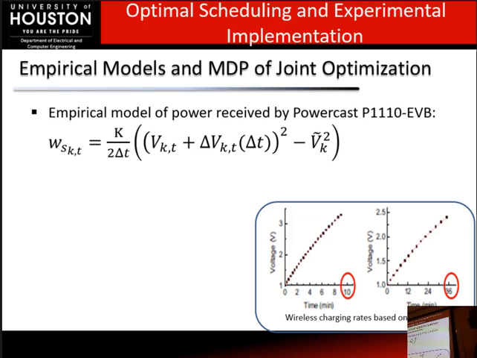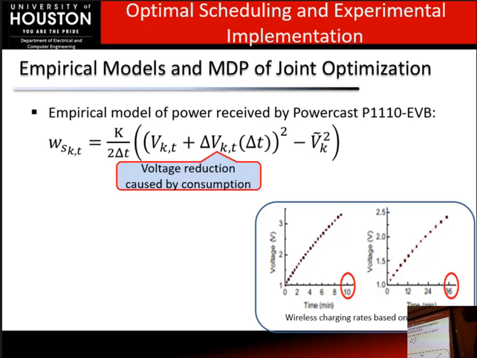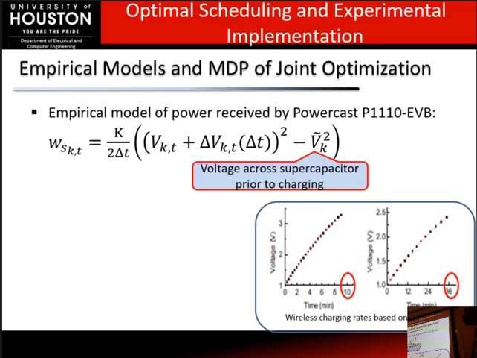Before doing the joint optimization, I made some models, just like I did for the previous section, where I modeled the charge and discharge. Here you can see, I didn't show the distance, but the closer the distance, the faster the charge. And this is the actual power received by any capacitor. So it's a standard equation where this first voltage is the voltage that is received after a delta t duration of charge. This is the one that is consumed by processing and transmitting information. And this is the one before the actual time where we start doing the charging.